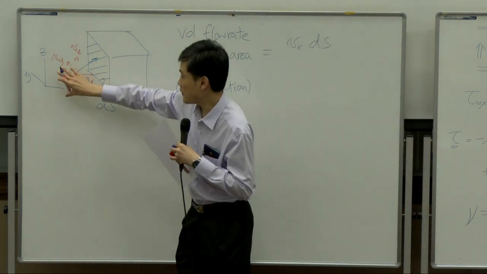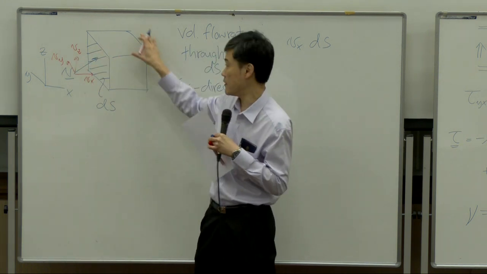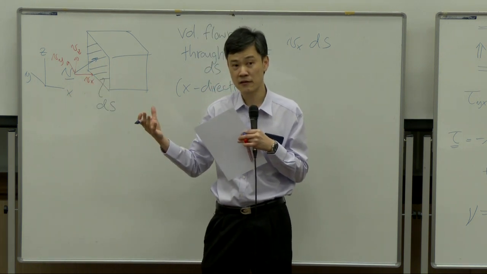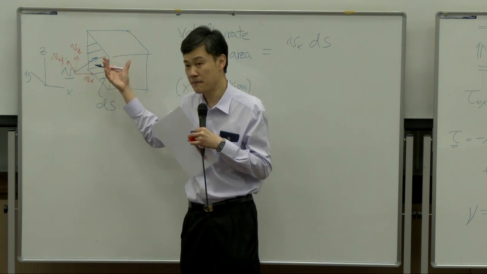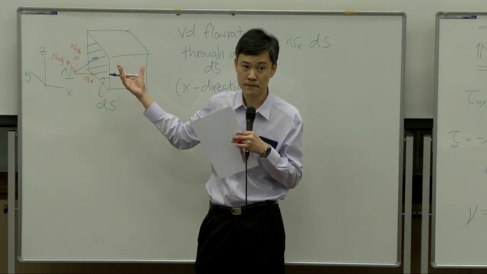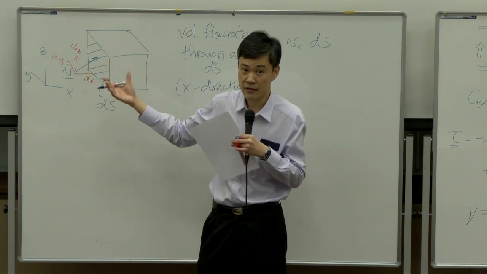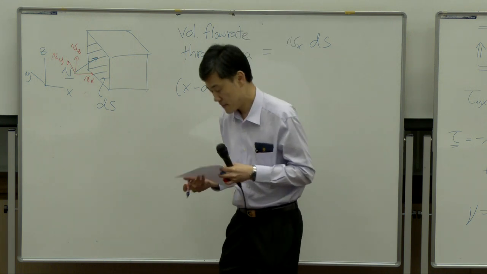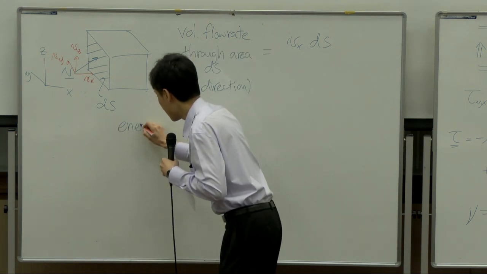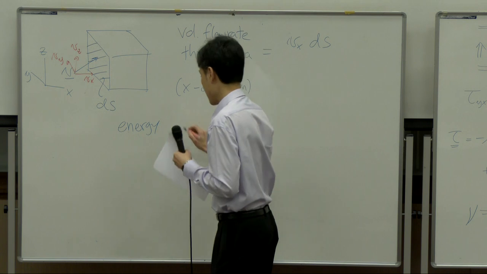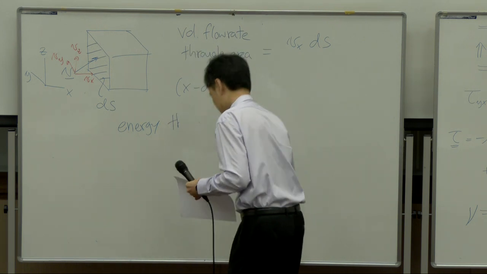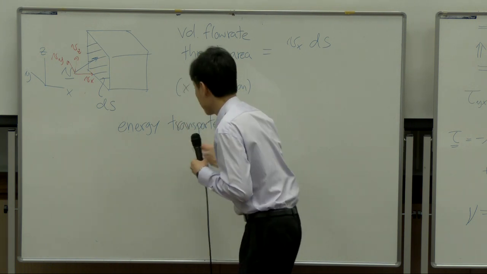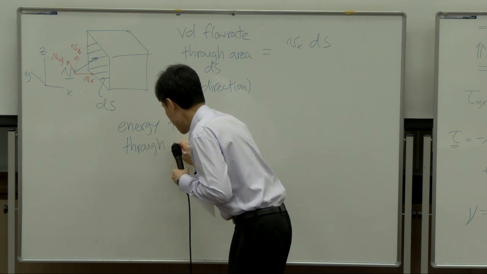So if the fluid is flowing into the system, if my cube is a system, that means the fluid is supposed to have energy. So fluid entering the system means energy is entering the system. This energy is carried by the fluid itself. So this is convective transport. Okay? So the energy transported through this area.